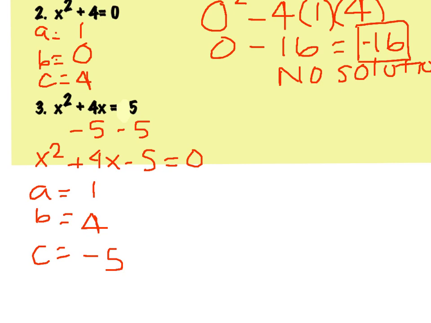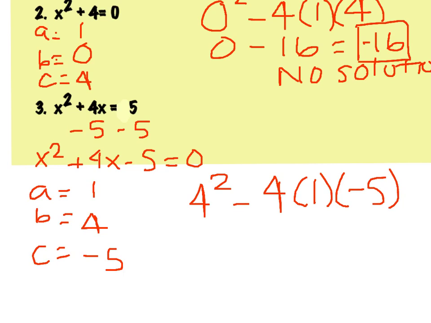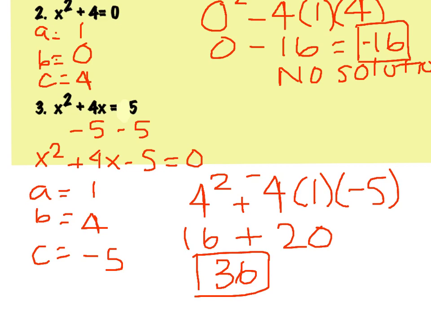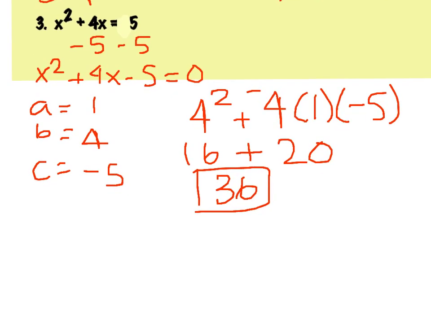When I substitute those values into b squared minus 4ac, I'll get 4 squared minus 4 times a times c. So I'll get 16 plus 20. I got the plus because this is negative 4 times negative 5 times 1, which gives me 20. When I add these up, I'm going to get 36. Because this is positive, it tells me that there are going to be 2 solutions, which means I'll also have 2 x-intercepts.